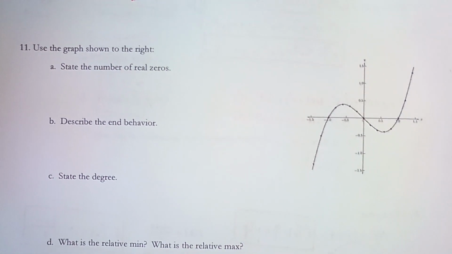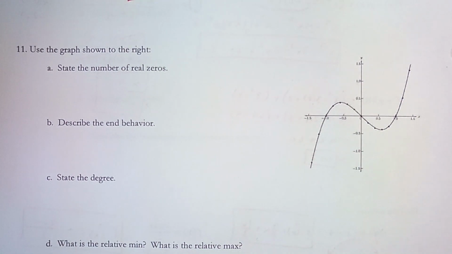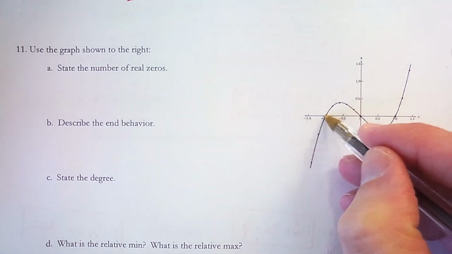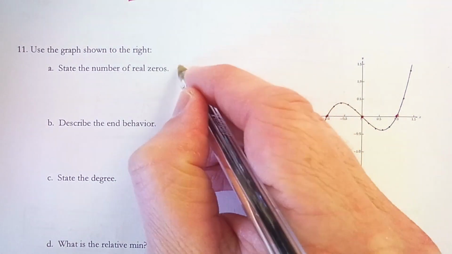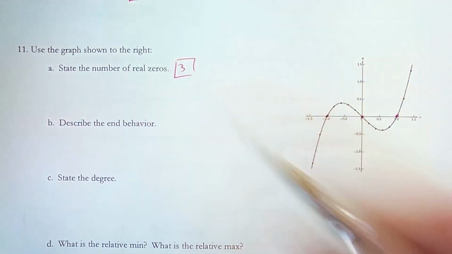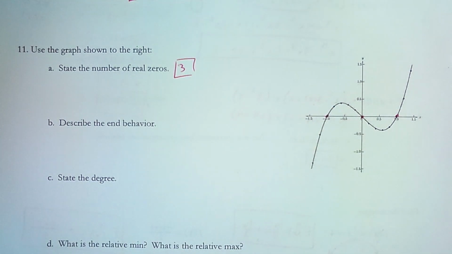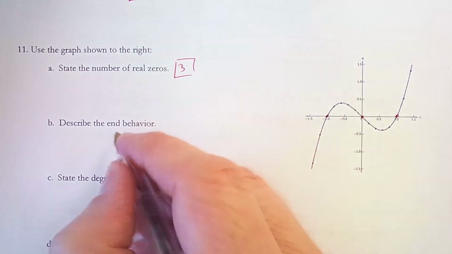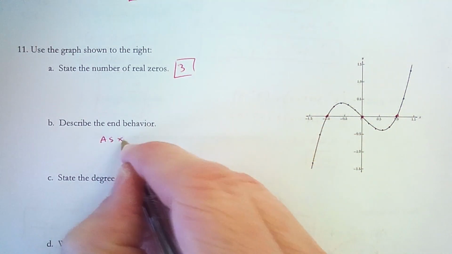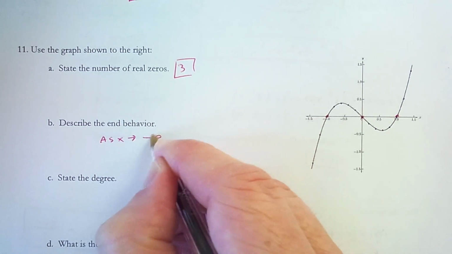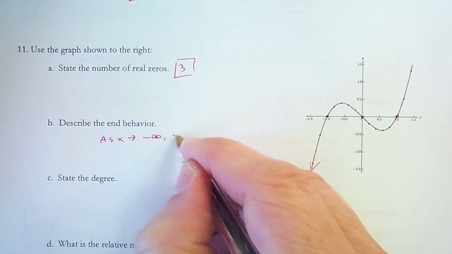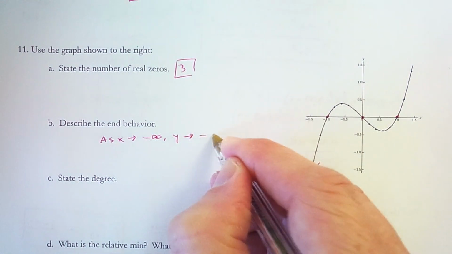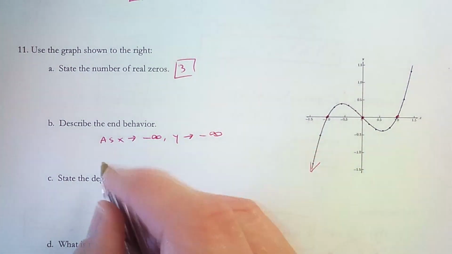Okay, now on this graph, we start with the number of real zeros. I see 1, 2, 3 x-intercepts, so there are 3 real zeros. Describe the end behavior as the graph goes left. So as the x value approaches negative infinity, this graph is going down. So the y value approaches negative infinity.